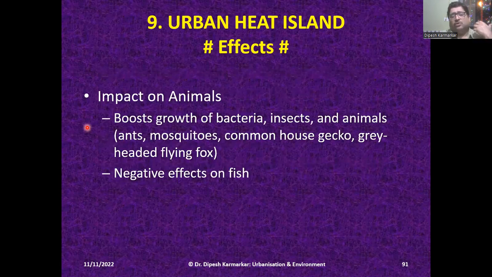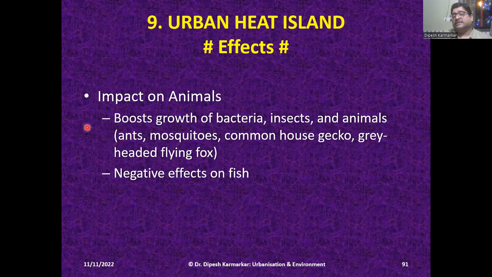Now, such a huge build-up of heat in the city leads to a number of effects. For example, there are negative effects on certain animals. Animals will not be able to sustain such huge heat. So aquatic organisms like fish have a lot of negative impacts because of extremely high temperatures in the cities. I mean, in this case, of the water bodies.